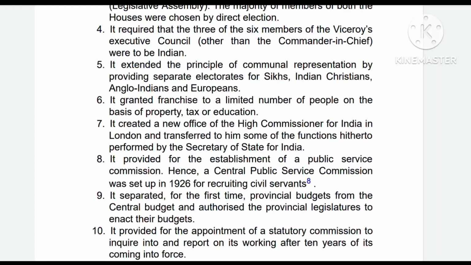Number 7. It created a new office of the High Commissioner for India in London and transferred to him some of the functions hitherto performed by the Secretary of State for India. Number 8. It provided for the establishment of a Public Service Commission. Hence, a Central Public Service Commission was set up in 1926 for recruiting civil servants.